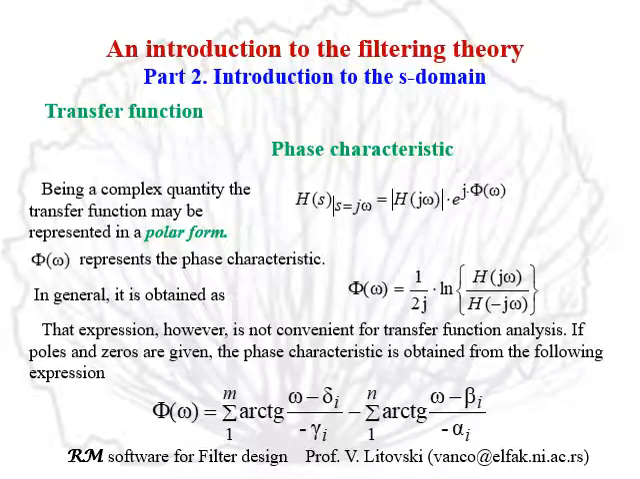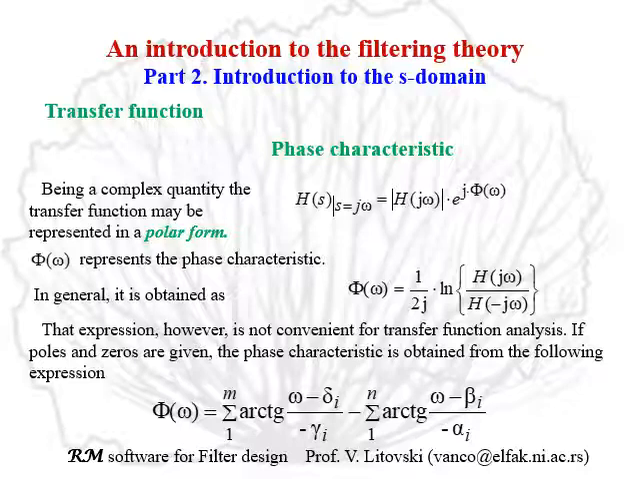Being a complex quantity, the transfer function may be represented in a polar form as a product on the right-hand side above. Here phi represents the phase characteristic. In general, it is obtained as a natural logarithm of the ratio of the function and its conjugate at the omega axis divided by 2j. That is a formal definition.